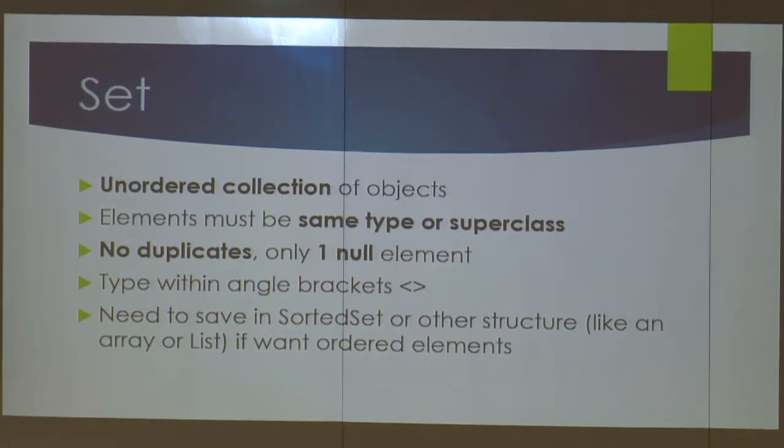So a set is going to be an unordered collection of objects. That's unlike a list. But they still do all need to be of the same type or superclass. And with a set, they're only able to have one null element, and they can't have any duplicates, which kind of makes sense because since they're unordered, if we started having duplicate elements, it would get confusing and there'd just be too much overlap. And similar to lists or ArrayLists, you have the type of the set within angled brackets.